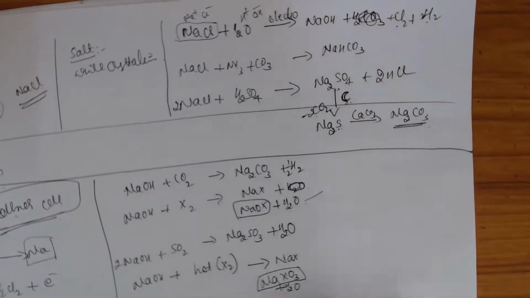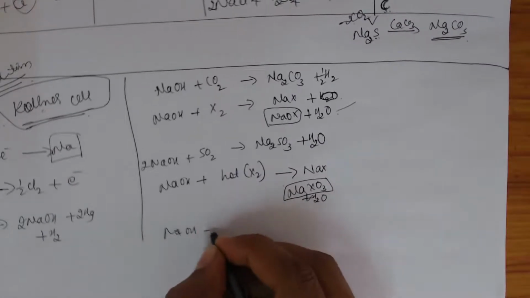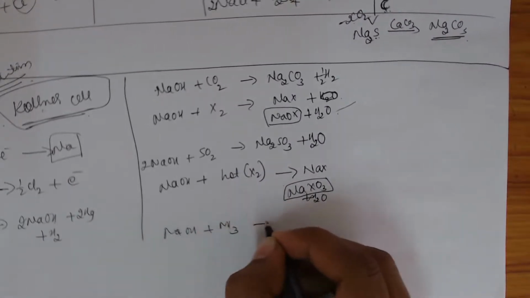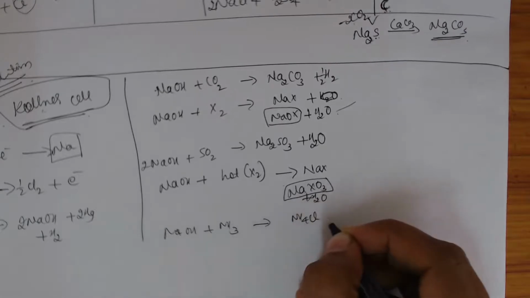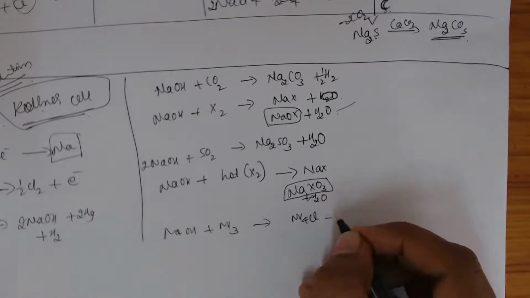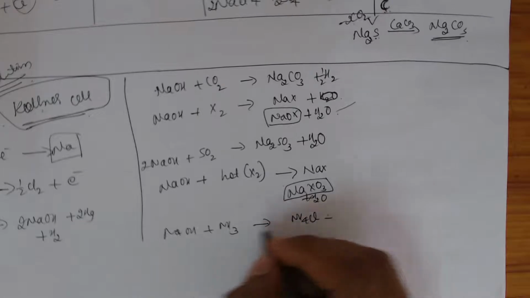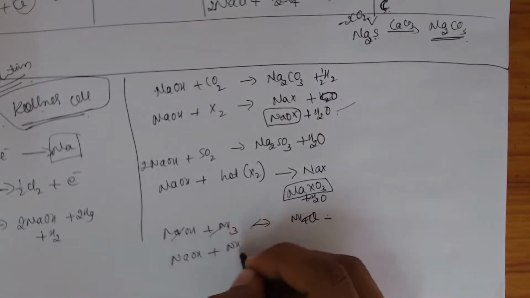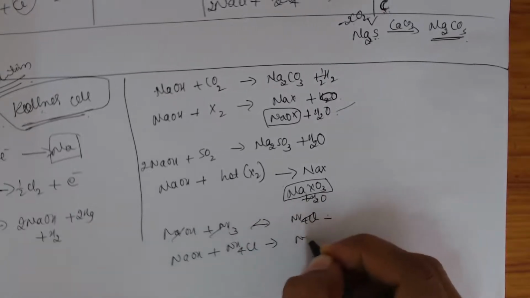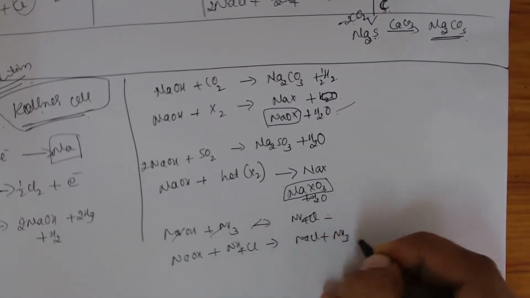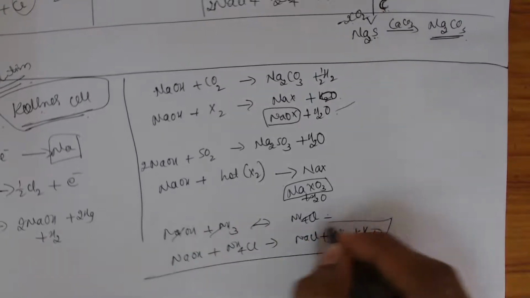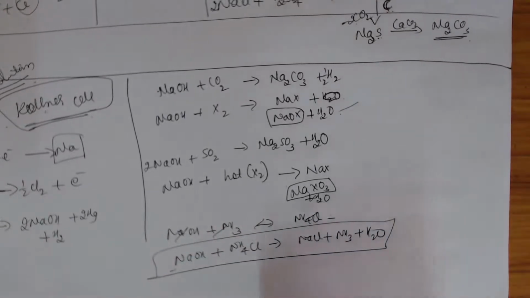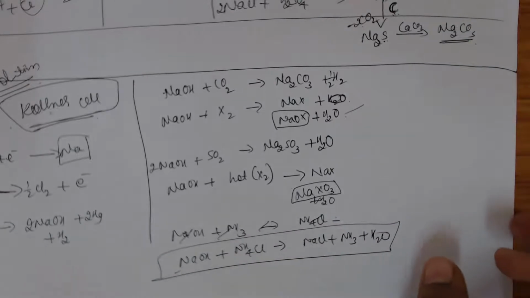Okay, the next one, when this NaOH reacts with ammonia, it forms NH4Cl plus, when NaOH reacts with NH4Cl, it forms NaCl plus NH3 plus H2O. So these are all the properties of that NaOH solution.